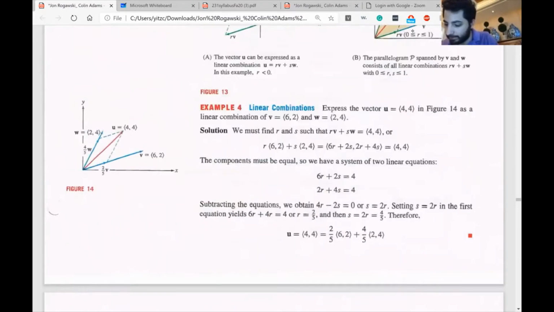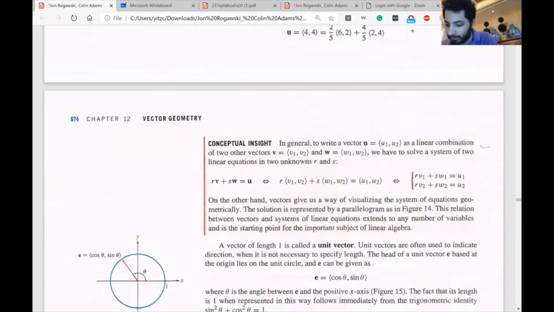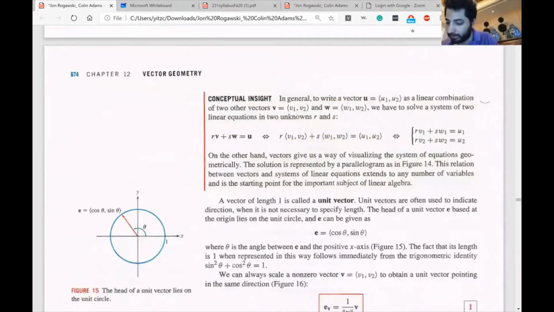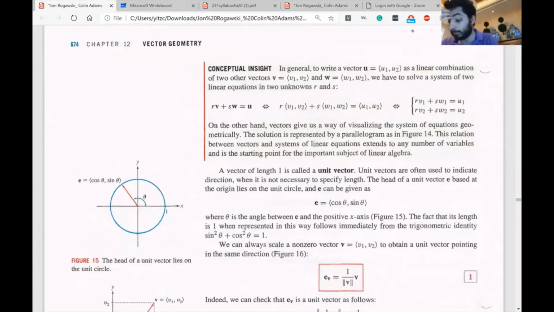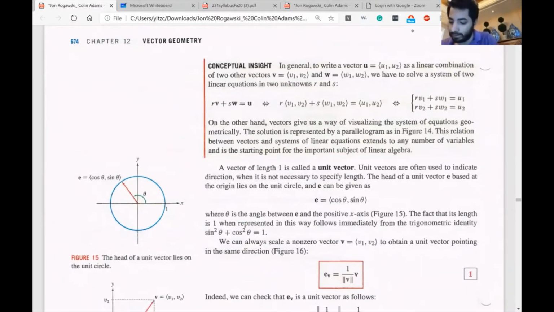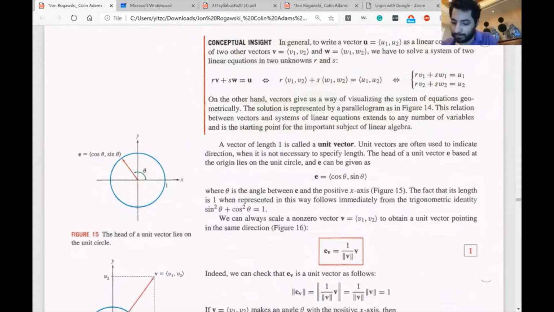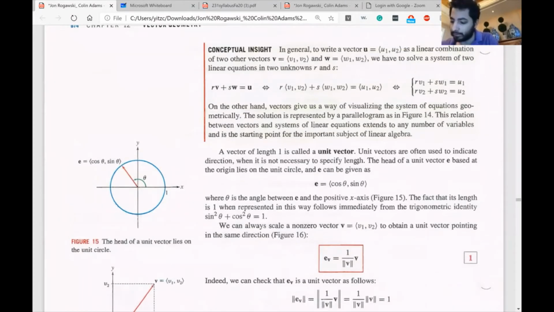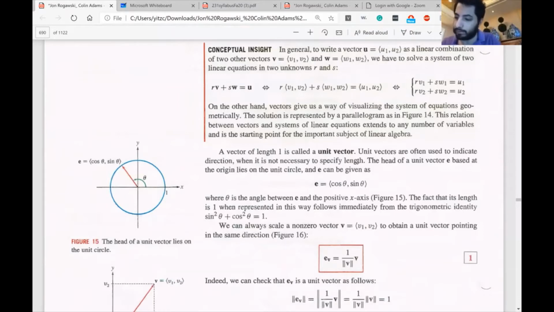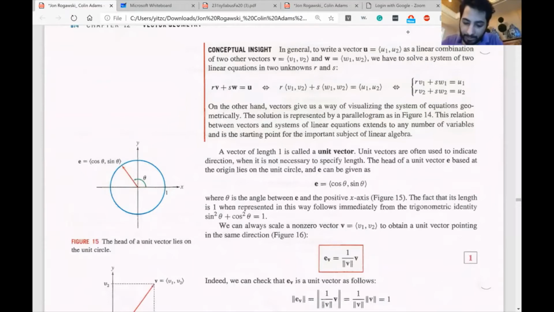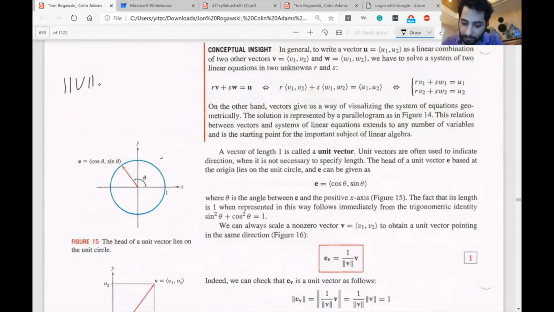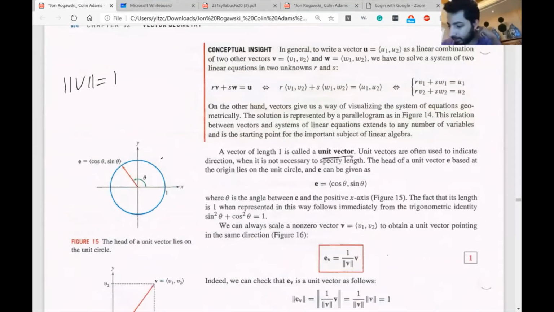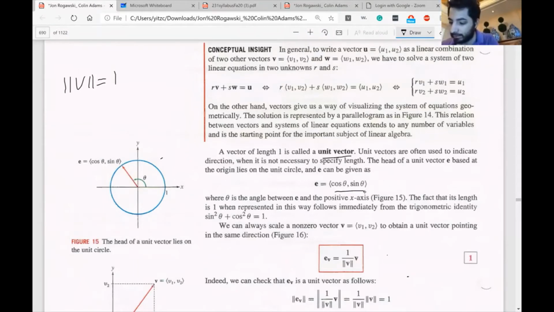So I'm going to skip this. I don't think it's very relevant for multivariable calculus. Okay, and now this is the unit vector. So any vector with length 1 is going to be called a unit vector. And so that means that if the magnitude of your vector is equal to 1, then you're a unit vector. And any unit vector has the form (cosine of theta, sine of theta).